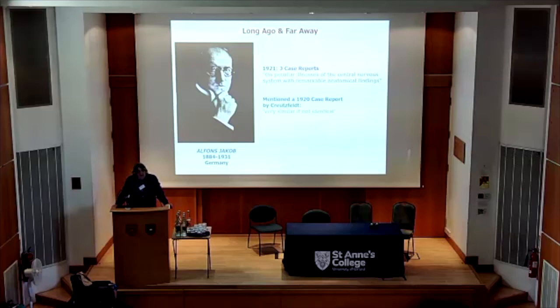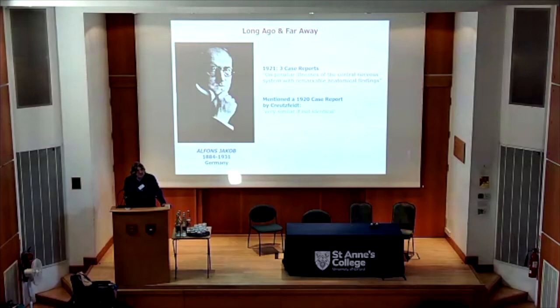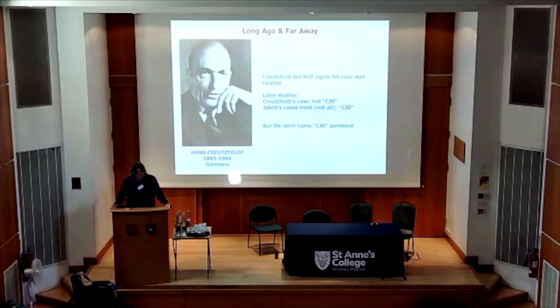Jakob produced 3 case reports in 1921, which describes the illness which we would generally now call CJD. He rather generously mentioned a 1920 report by Creutzfeldt that he felt was similar, if not identical, and therefore Creutzfeldt's name got attached to the front. Creutzfeldt actually did not agree that his case was related. He didn't feel it should be included, and later studies have really confirmed this. Creutzfeldt's case is not CJD, and most of Jakob's cases are what we would call CJD, so it probably should be Jakob's disease, but anyway, we're stuck with the joint name.